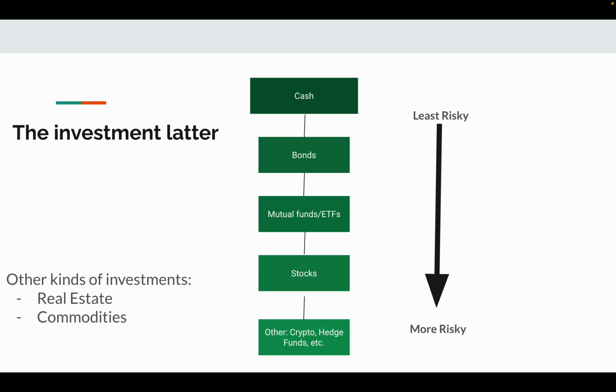And if we're talking about in terms of riskiness, so how likely are you to put your money into something and get some sort of money in return?